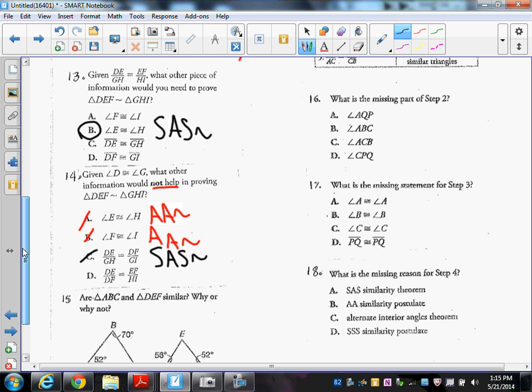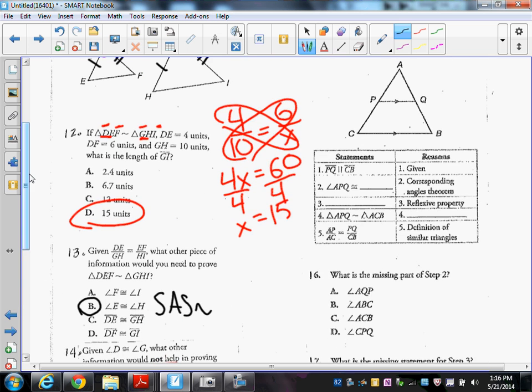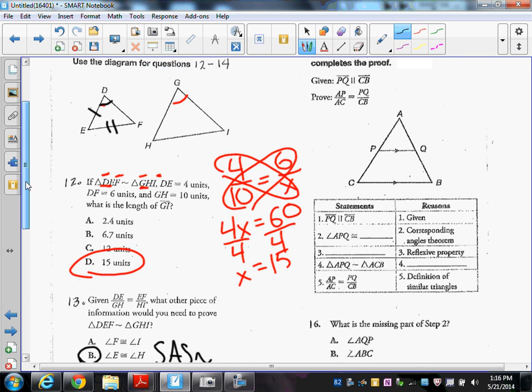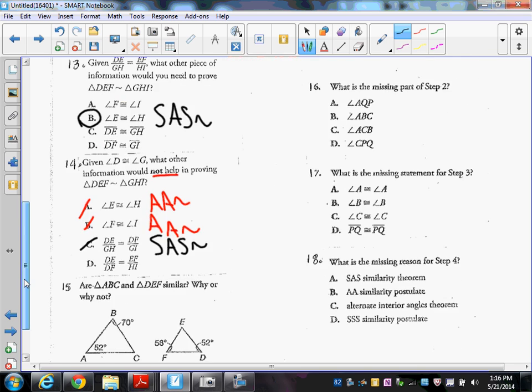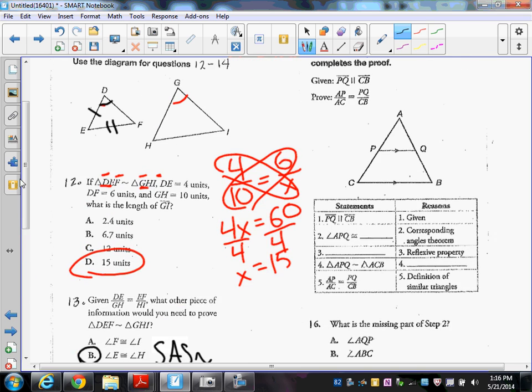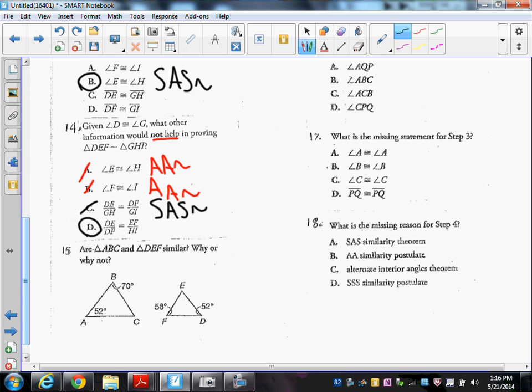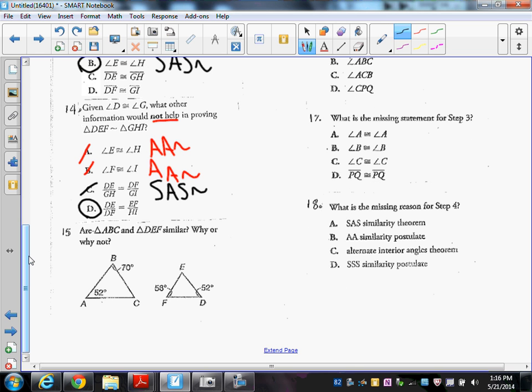So let's try the last one just to make sure. We have DE and EF. So I'm going to erase DE and EF. And I have DF and HI. So I'm on the same triangle with DF, so I'm in trouble already. That should be like one tick mark, I guess, and HI. So we should see pretty clearly that D is the correct answer. It doesn't help us at all in proving that.